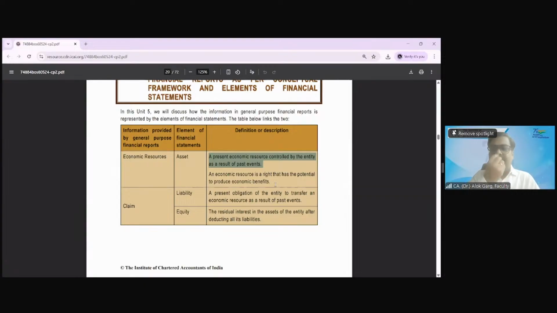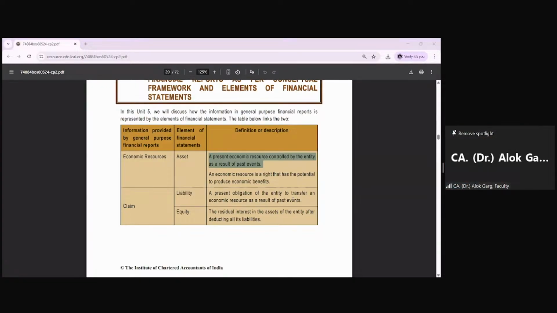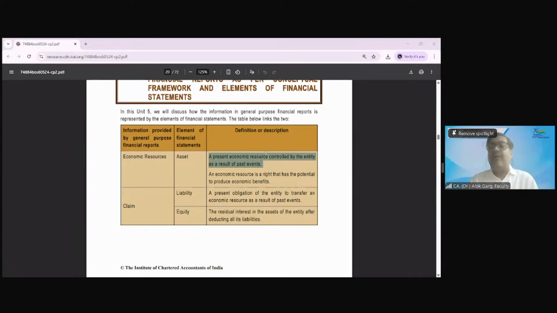Do you remember? If by any chance you have read any standard, it talks about when future economic benefit is probable, when cost can be measured reliably, right? So if a resource has a potential to produce economic benefit, it will become your asset. What is a claim? What is a liability? Liability is a present obligation of the entity to transfer an economic resource as a result of the past event. What is equity? Equity is a residual interest.